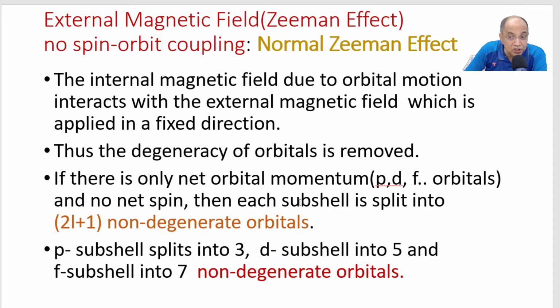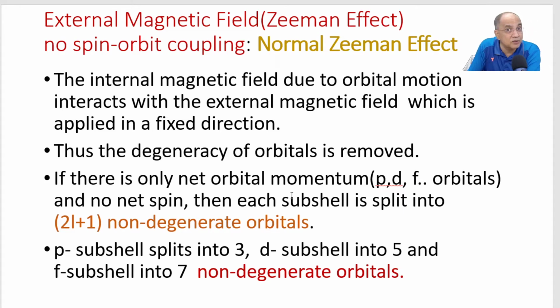Thus the degeneracy of orbitals, the 3 p orbitals, the 5 d orbitals, even the degeneracy of subshells, s, p, d, also will be lifted, particularly for hydrogen-like atoms, when there are only vacant shells and subshells. But in multi-electron species, because the penetration power is different for s, p, d, f, their energy levels are themselves non-degenerate.